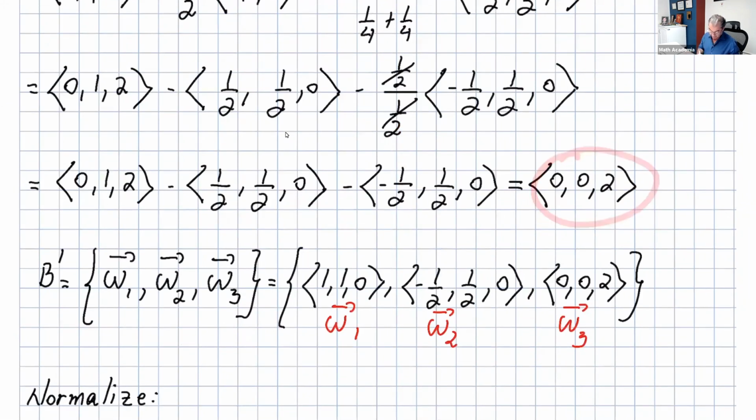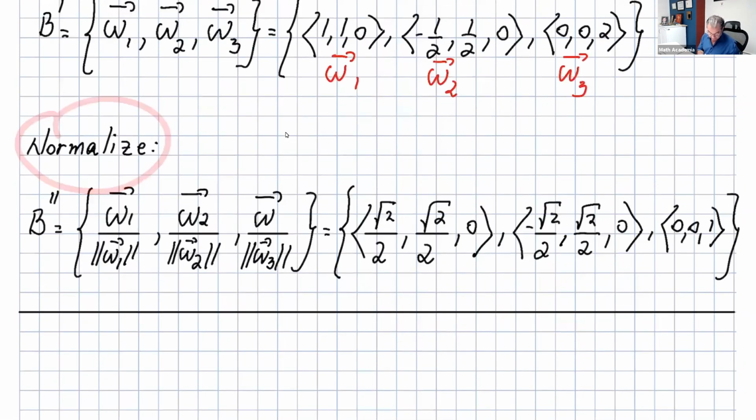So we have W1 here, which is just V1. We found W2, which is negative 1/2, 1/2, and 0. And we found W3, which is 0, 0, 2. These are the components. We're not done yet because we have to normalize that set. Normalizing, you take each vector, W1, W2, and W3, and you divide that by their magnitude. So then you get three vectors, and you can call this U1, U2, and U3.